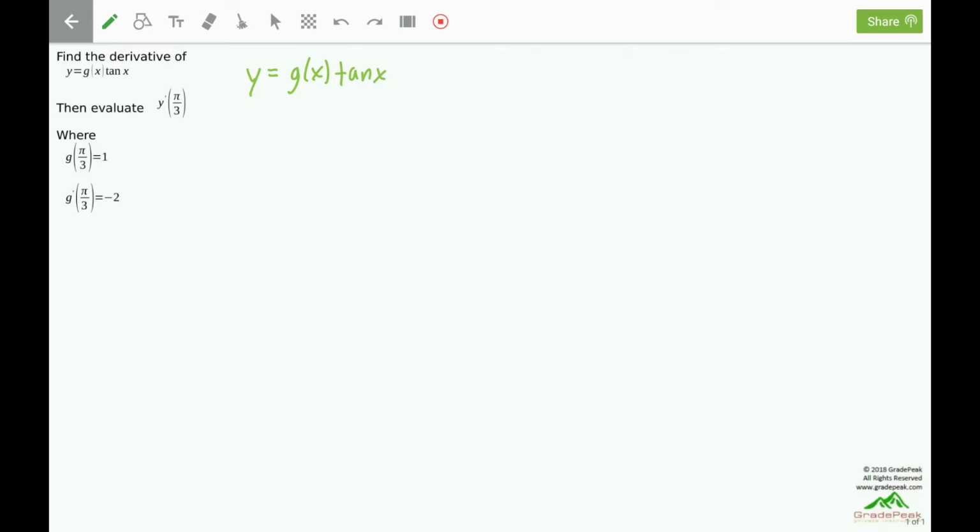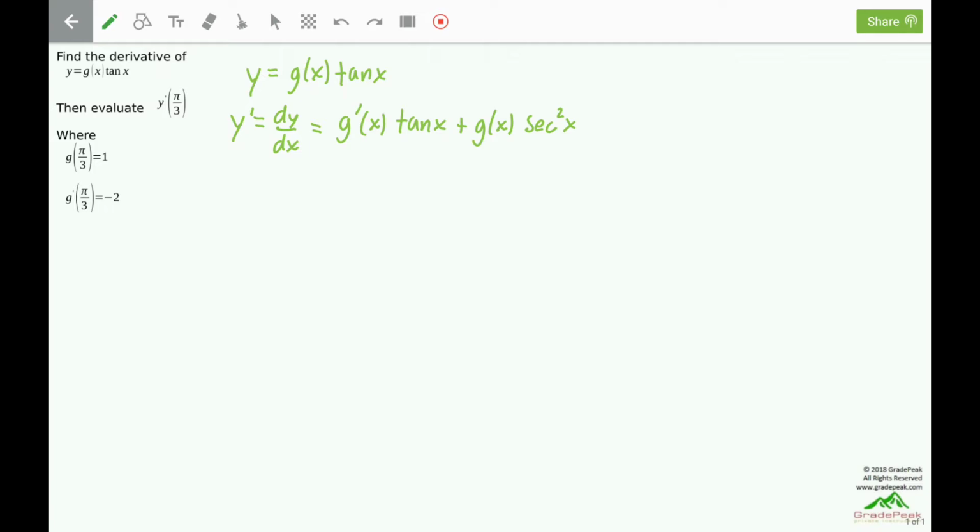Since we have a product of two functions, the derivative will make use of the product rule. The derivative y prime, or dy dx, will equal the derivative of the first, we will call that g prime of x, times the second left alone, tangent of x, plus the first left alone, g of x, times the derivative of the second. The derivative of tangent is secant squared of x. There's our derivative y prime or dy dx.